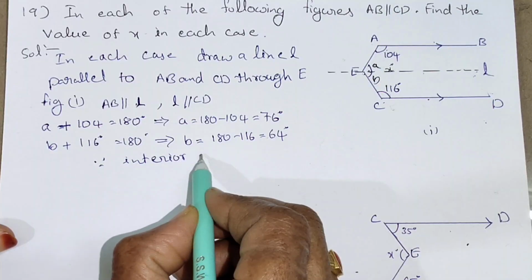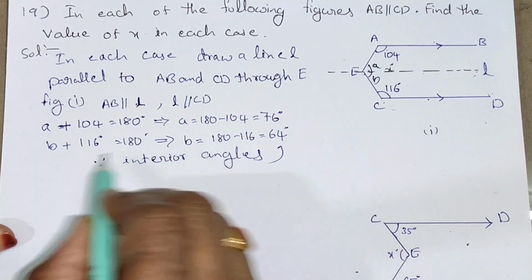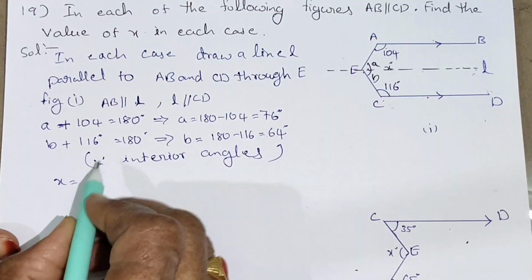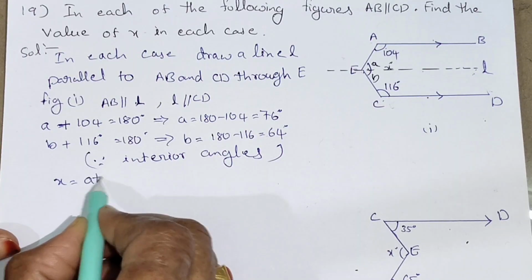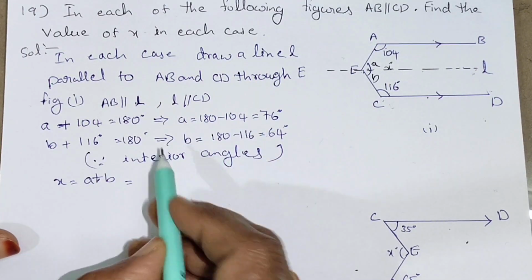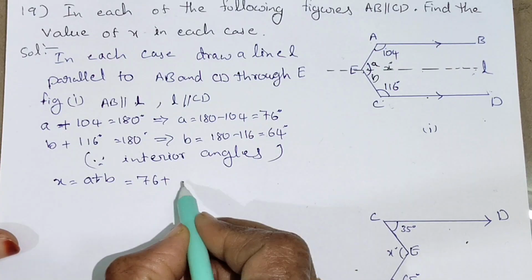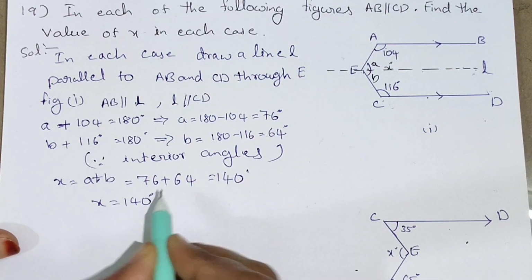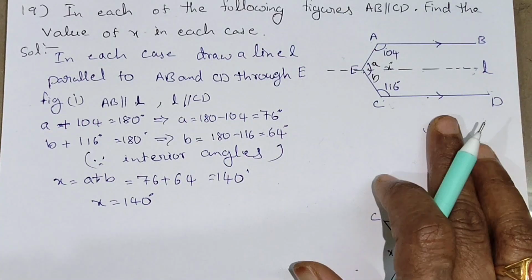Now these two are the interior angles on the same side. Here we are asked x equal to A plus B. A plus B is equal to 76 plus 64, which is 140. x equal to 140 degrees is the first answer.